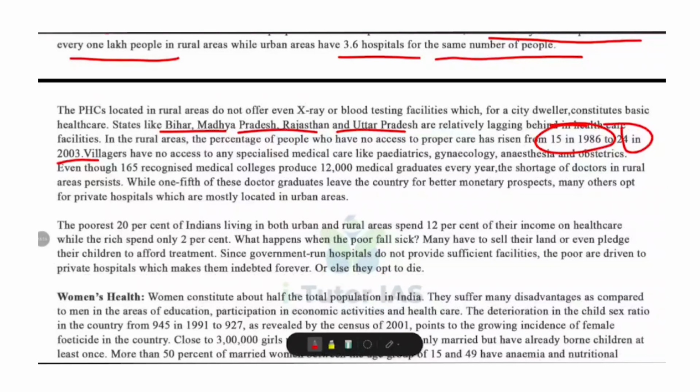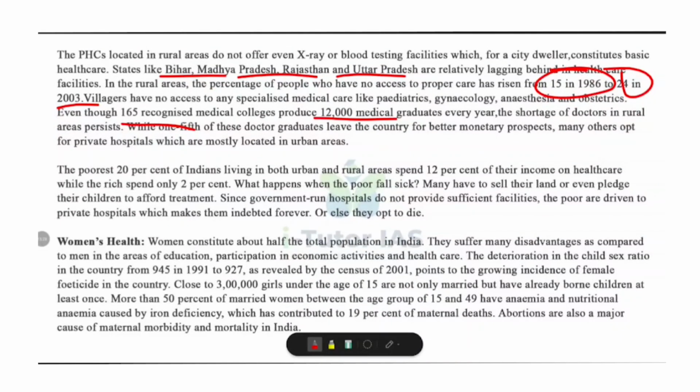Despite 165 recognized medical colleges producing 12,000 medical graduates annually, rural doctor shortages persist. 1/5 of medical graduates migrate abroad, others prefer private urban hospitals. And the poorest 20% of Indians spend 12% of their income on healthcare, while the rich spend only 2%. Poor patients often sell land or pledge children to afford treatment. Lack of government facilities pushes the poor to private hospitals, leading to indebtedness or even death.